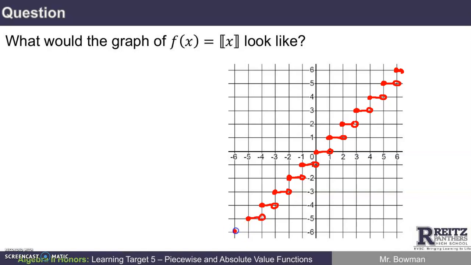I think that this is a pretty good sketch of what the greatest integer function would look like. Sometimes we call this the step function as well. And I think the reason we call it that is because it literally looks like a set of steps, a set of stairs.